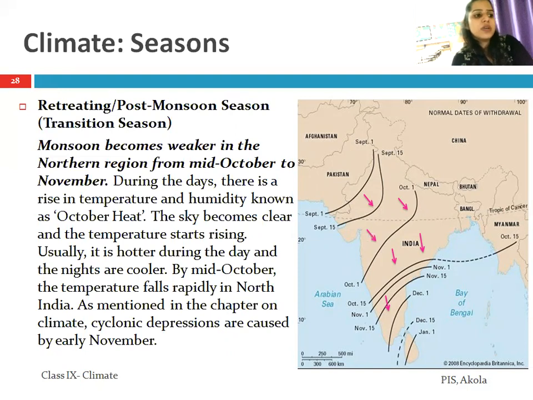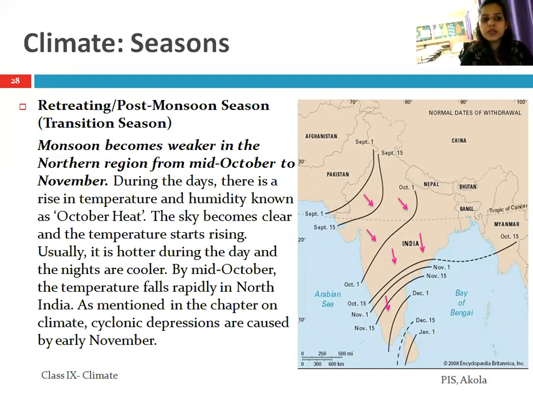The sky becomes clear and the temperature starts rising. Usually, it is hotter during the day and the nights are cooler. By mid-October, the temperature falls rapidly in North India. As mentioned in the chapter on climate, cyclonic depressions are caused by early November.